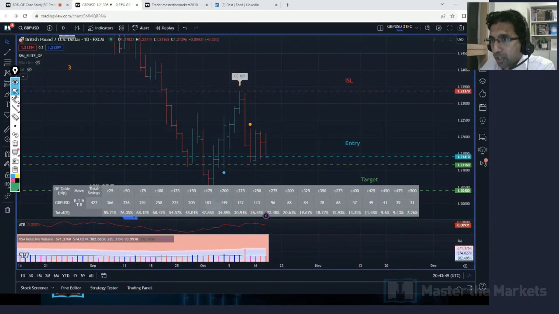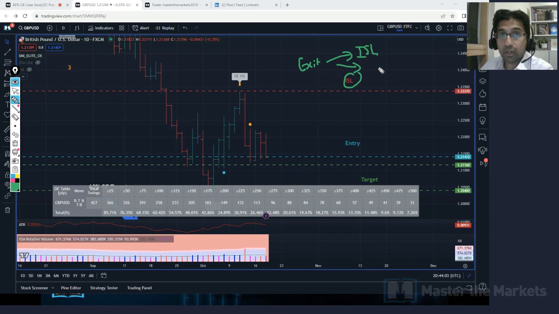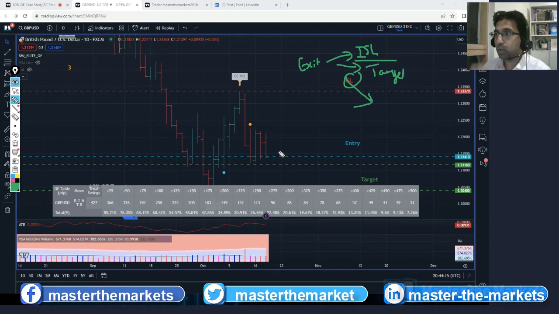In this strategy, the only way to exit is either when the trade hits your initial stop loss, okay? You can't say when it hits a trailing stop loss because you've got no trailing stop loss. So in this strategy, either it hits the initial stop loss, or it hits the target, or it becomes an opposite confirmation bar. What do I mean by that?